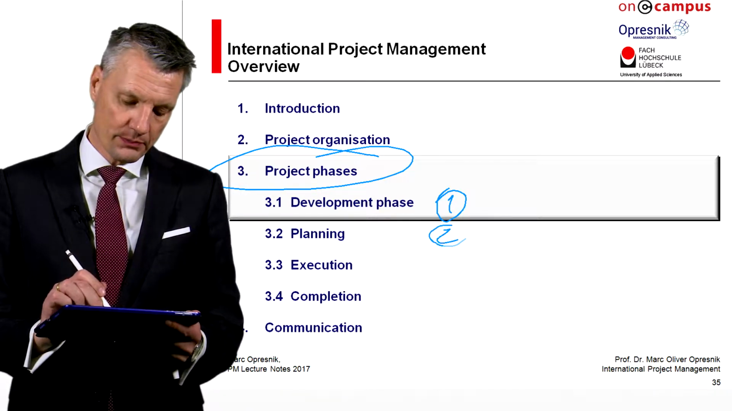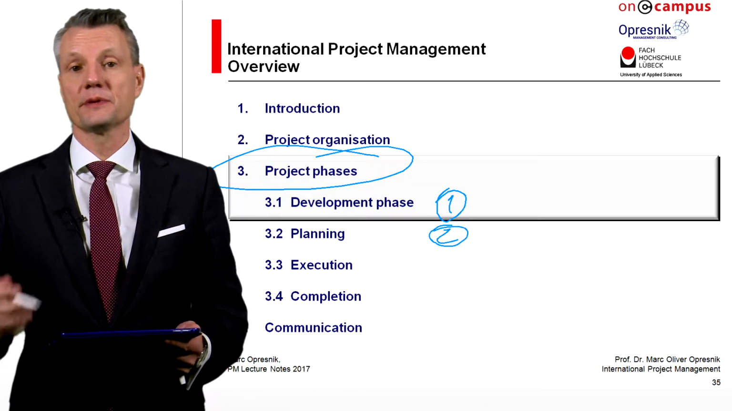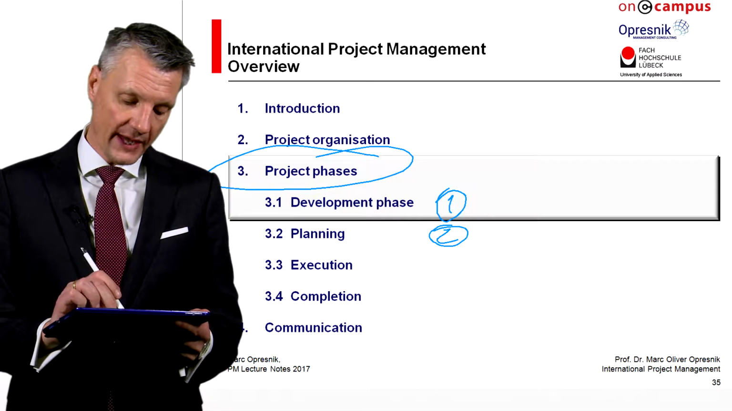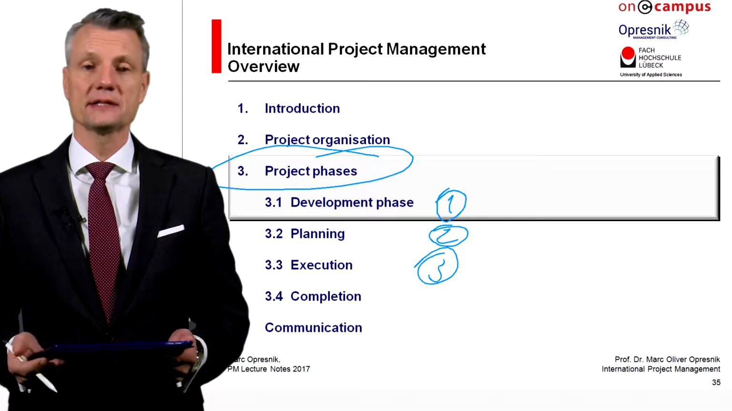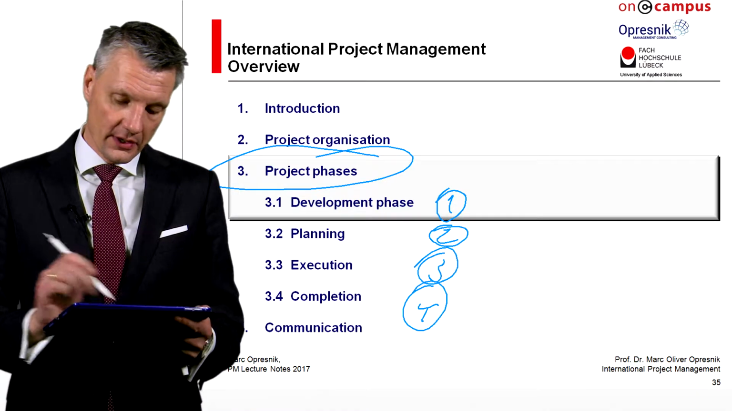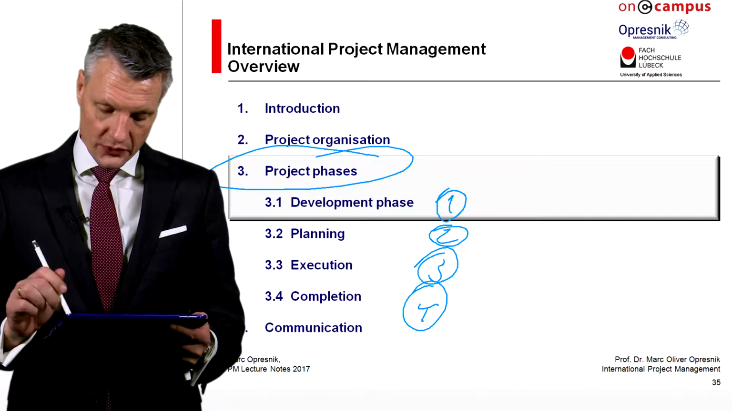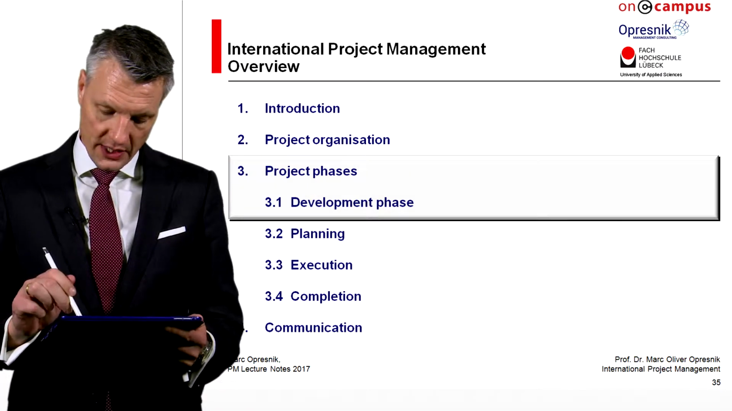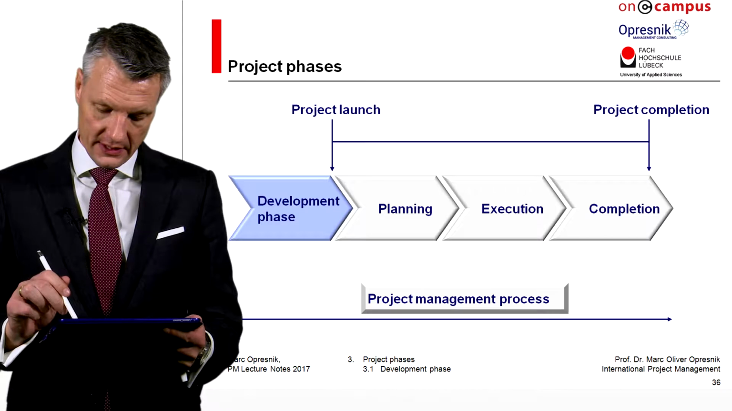Then you need to plan it. So you set up different kinds of responsibilities, what the tasks to be done are. Then you execute as the third step. And finally, you have the completion phase. So let's look at the first one, the development phase. What is important here? What are the key elements in this phase?